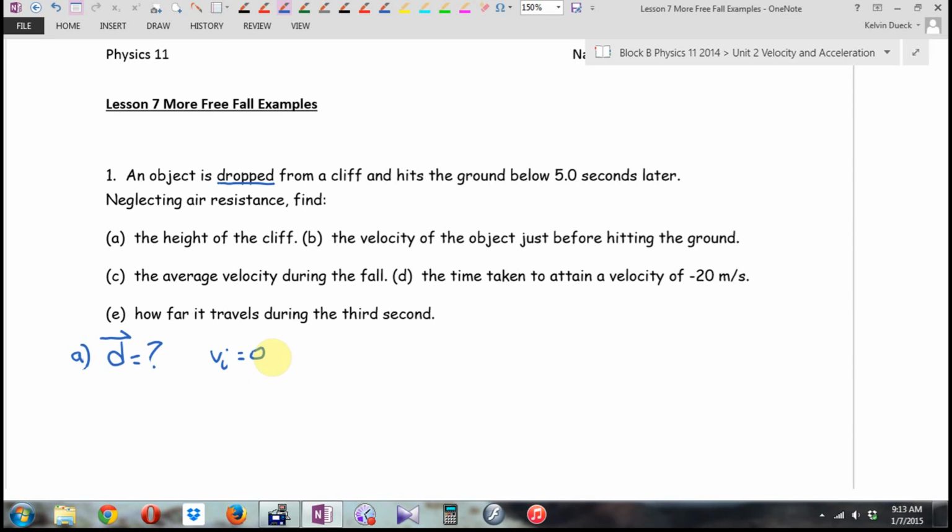What else do I know? Oh, are we in free fall? I will never tell you the acceleration. We're in free fall near the Earth. What's the acceleration? Negative 9.8. So I'm looking for an equation that's got d, Vi, t, and a in it, and I guess no Vf.